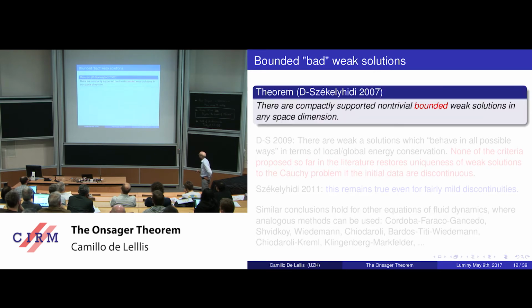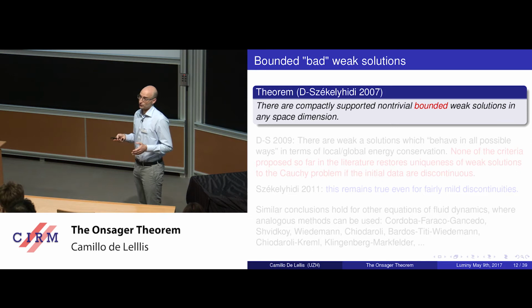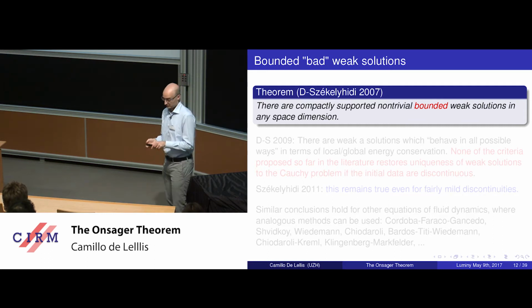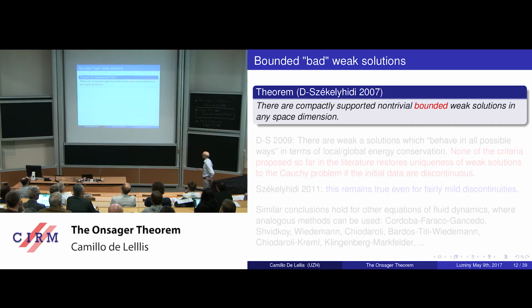Okay, so in 2007, with László Székelyhidi, we proved that there are compactly supported non-trivial bounded weak solutions in any space dimension. And not only that, our construction gives you solutions with a nice energy profile in time. The construction of Scheffer might have given you a solution with an energy profile which is very rough. Our solutions you might construct in such a way that they have energy which goes up and then goes down. So if you only look at our solution from a certain point on, our solutions are also truly dissipative solutions. And they are bounded, and they exist in any space dimension.